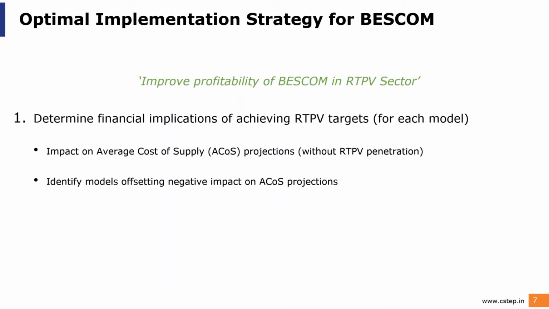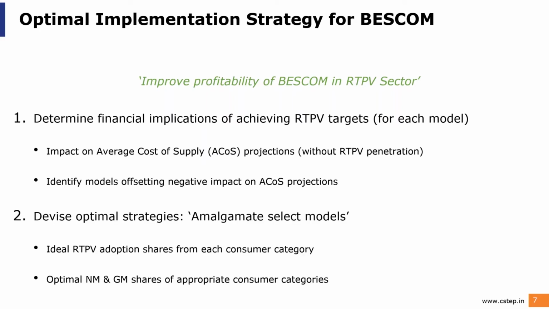In the first step, BESCOM would analyze the impact of achieving rooftop PV targets on its projected ACOS values for each aggregator model. Based on the revised ACOS numbers, BESCOM will identify the favorable and detrimental aggregator models. And the second step is to devise optimal strategy where BESCOM will pick top 2 to 3 favorable models and amalgamate them to meet the target. By doing so, we will have the balanced shares from each consumer segment and also optimal shares of both net metering and gross metering schemes that will definitely improve the financial gains. Now I will explain these two steps in a detailed manner.